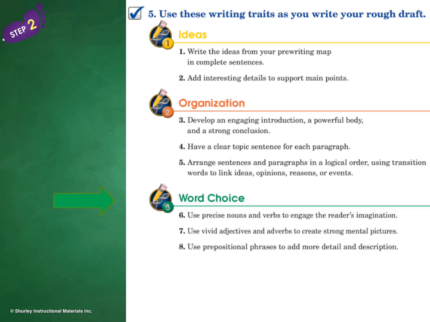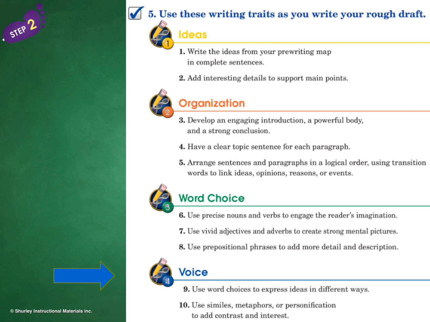The third effective trait of writing is word choice. Students are taught to improve the content of their writing with precise nouns and verbs and vivid adjectives and adverbs. They are taught to use prepositional phrases to add more details and description. Writing trait number 4 is voice. Students are taught how to express their unique writing voice through their choice of words. They need to consider their purpose and audience, so they use appropriate words and expressions.